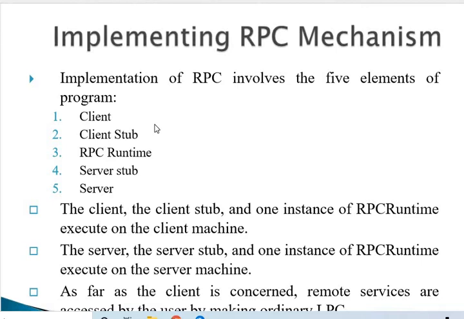Thus, the implementation of an RPC mechanism usually involves the following 5 elements of program. One is client, second client stub, third RPC runtime, fourth server stub, fifth server.